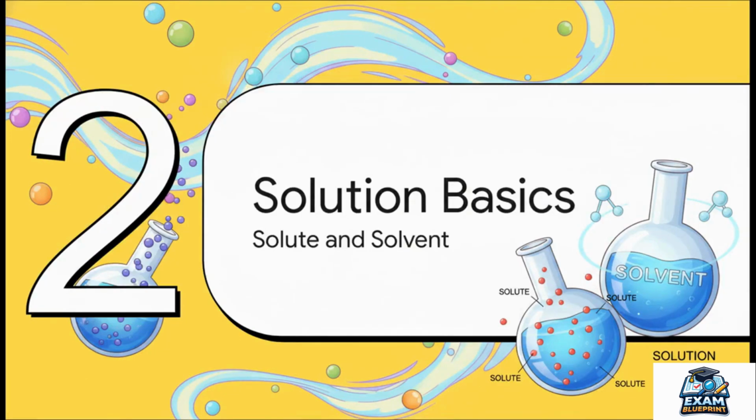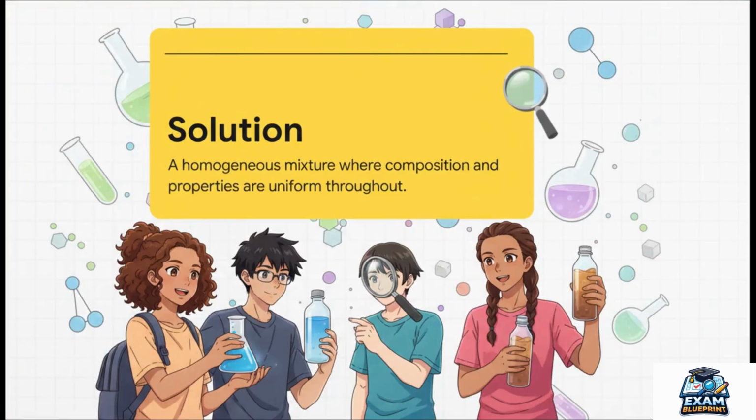Okay, so to wrap our heads around this, we need to build a little toolkit. Let's make sure we're all on the same page with three key terms: solution, solute, and solvent. First up, a solution. Now, the official definition calls it a homogeneous mixture, and the key word there is homogeneous. All that really means is that the mix is perfectly uniform. You can't see the individual bits. It looks and feels exactly the same all the way through.